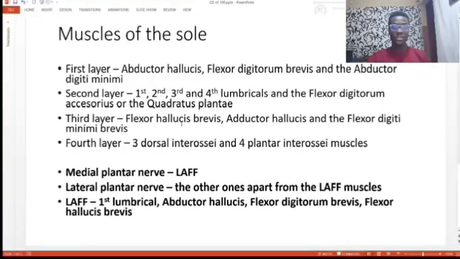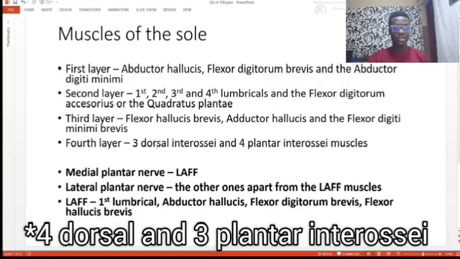So this is a recap of the muscles of the sole. First layer, abductor hallucis, flexor digitorum brevis, and the abductor digiti minimi. Second layer, first, second, third, and fourth lumbricals, and the flexor digitorum accessorius or the quadratus plantae. Third layer, flexor hallucis brevis, adductor hallucis, and flexor digiti minimi brevis. Fourth layer, three dorsal interossi and the four plantar interossi muscles.